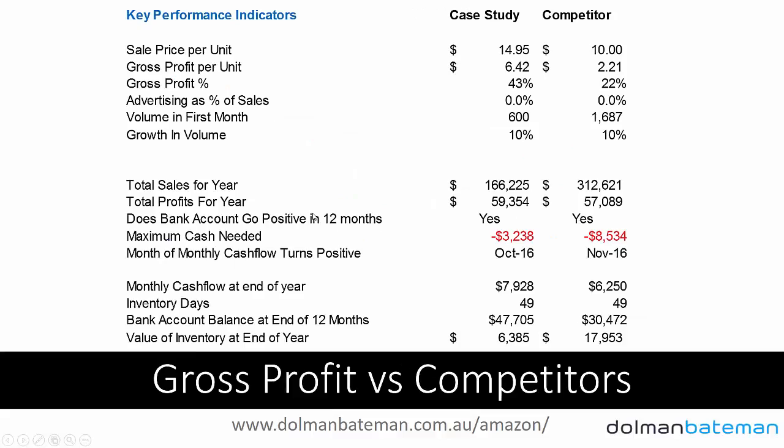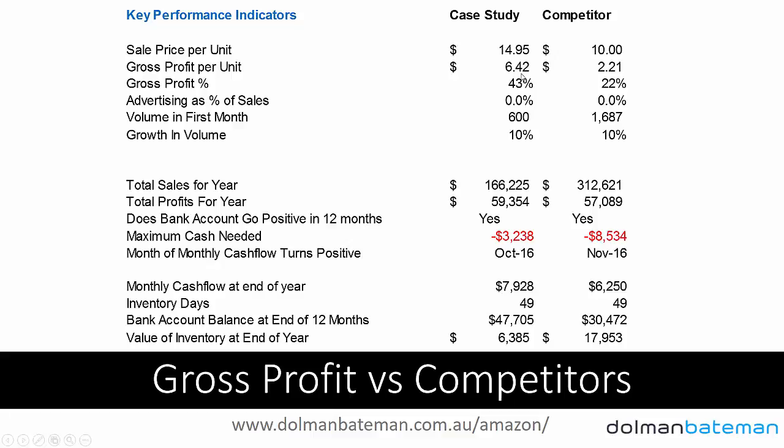We put these numbers into our Amazon cash flow spreadsheet, which, if you haven't got it, I suggest you download. It's available on our site. We put in the variables here, so we've got the case study and the competitor, and we've assumed, what happens if we sold it at $10 a unit rather than at $14.95?